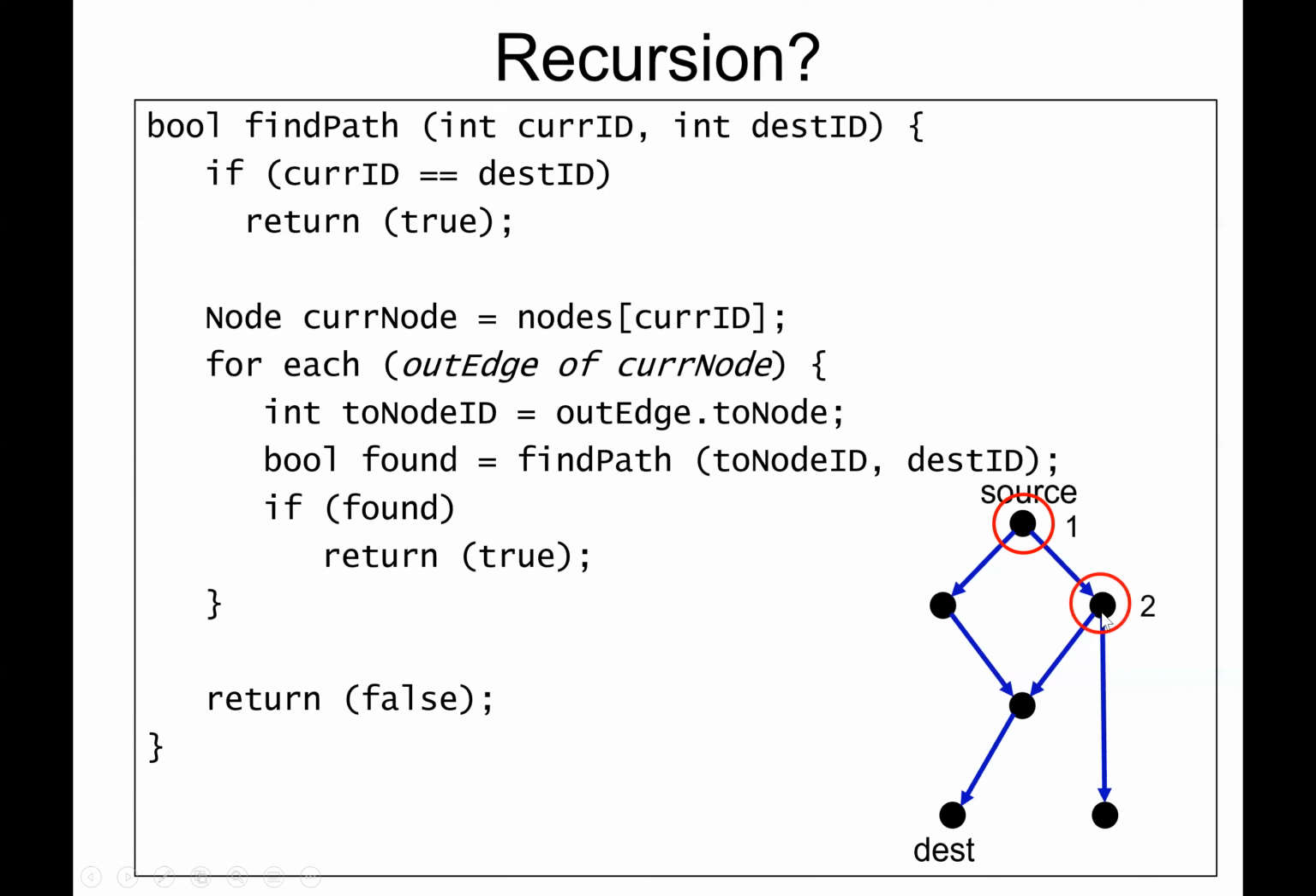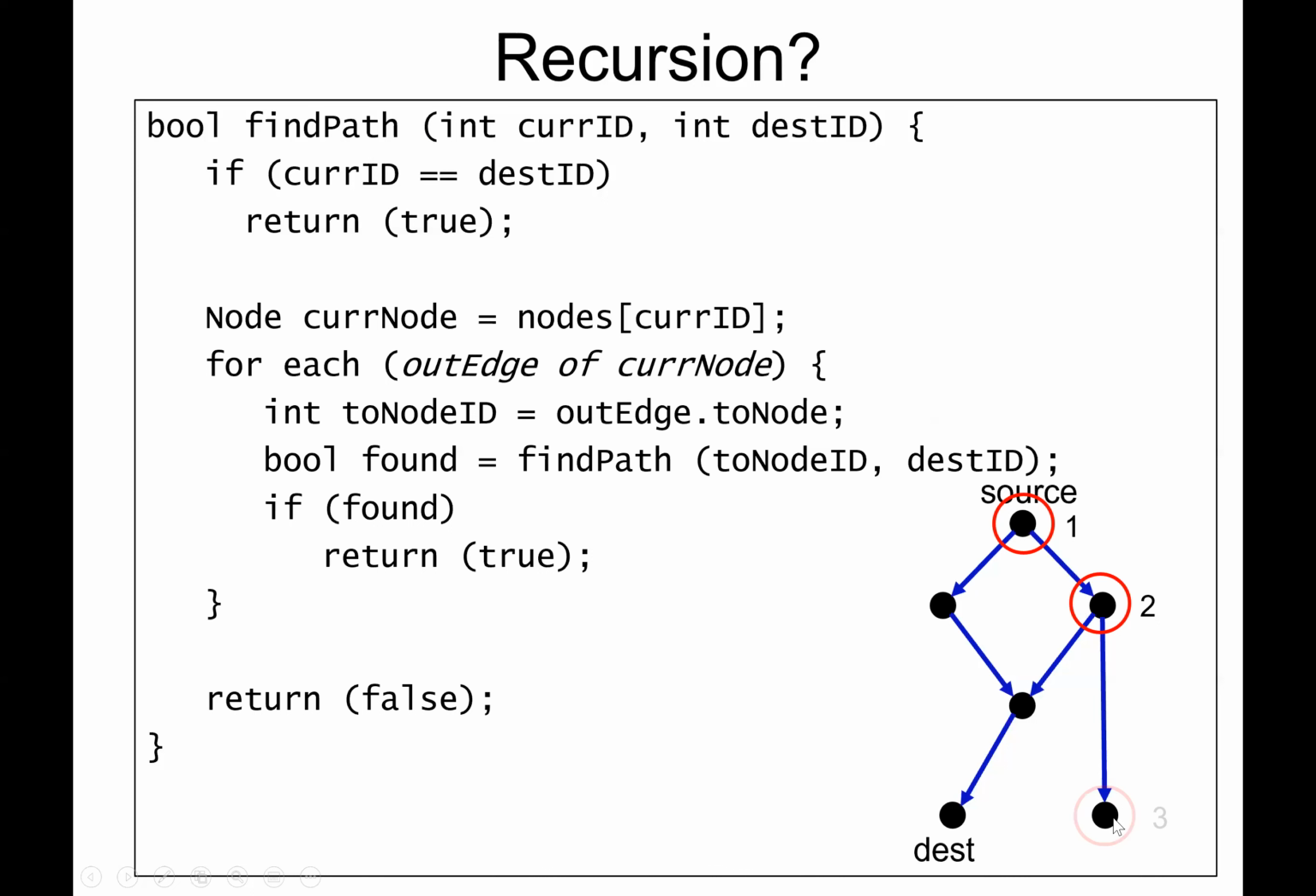So I'll go through the first edge right here. And I look at what intersection or node is on the other side of that. It's intersection two. That's not my destination ID either. So I'm going to go through its outgoing edges, and it's got an outgoing edge that goes here. So I'm going to call find path on node three. That's not my destination. Okay, so I go through this if statement, and it doesn't actually have any outgoing edges. Node three has no outgoing edges. So I go right through this loop and I'm going to return false.